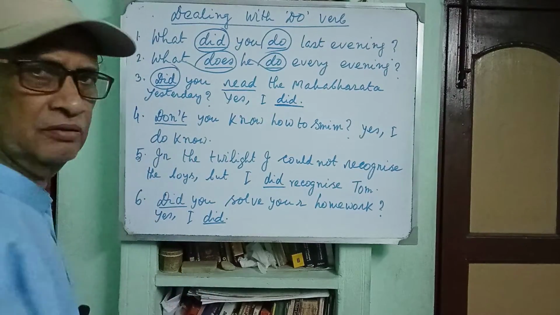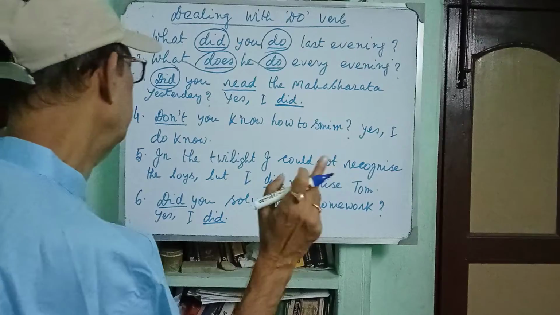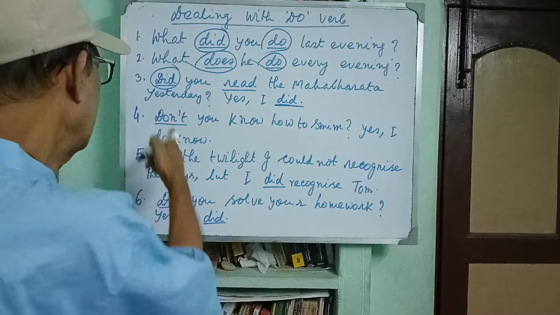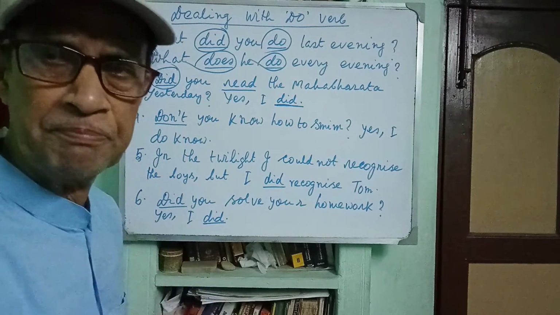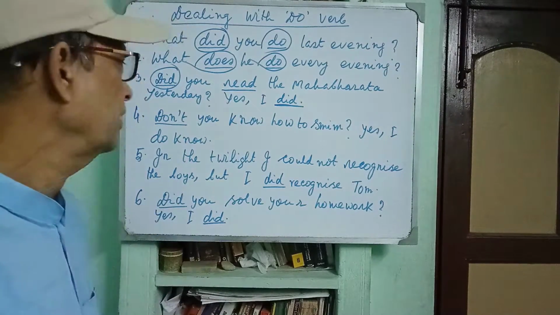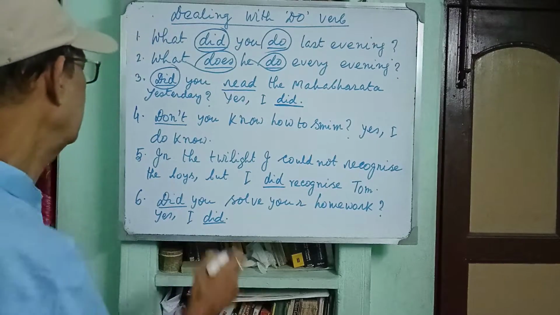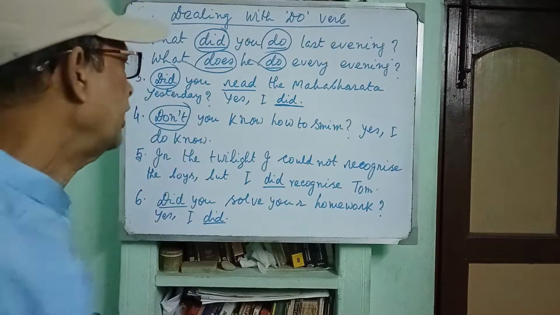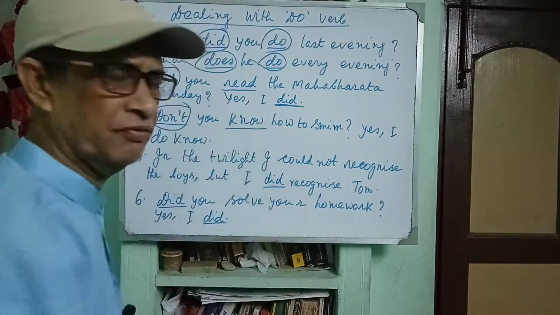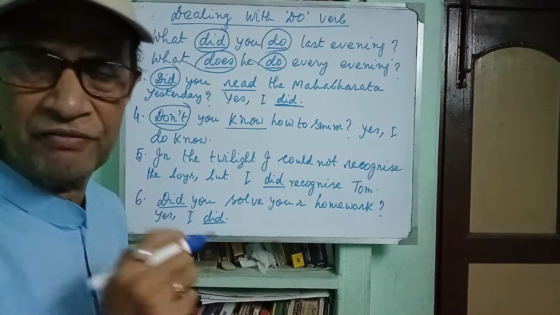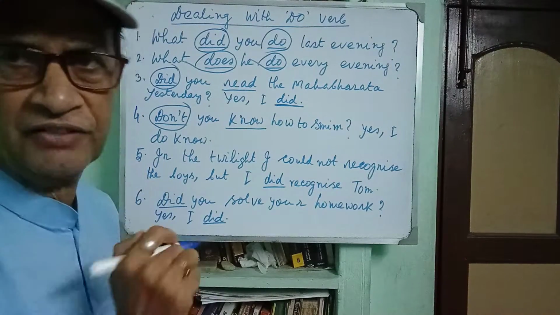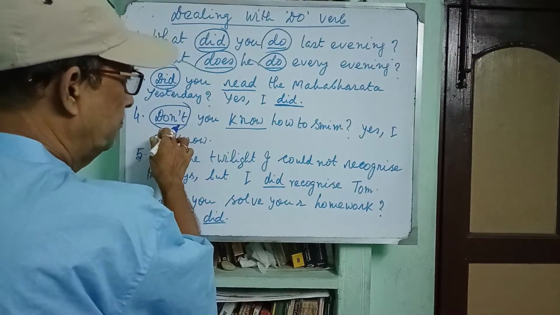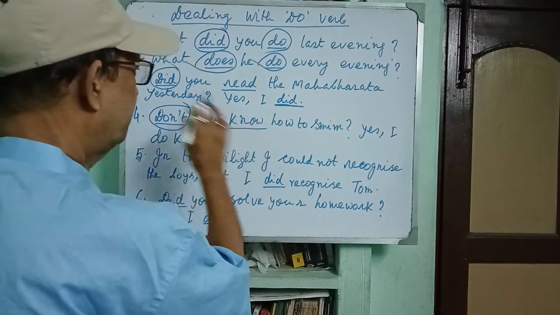Come to the 4th example. Don't you know how to swim? It is a negative sentence, interrogative plus negative. Here, don't is auxiliary verb and know is principal verb or the main verb or the finite verb.